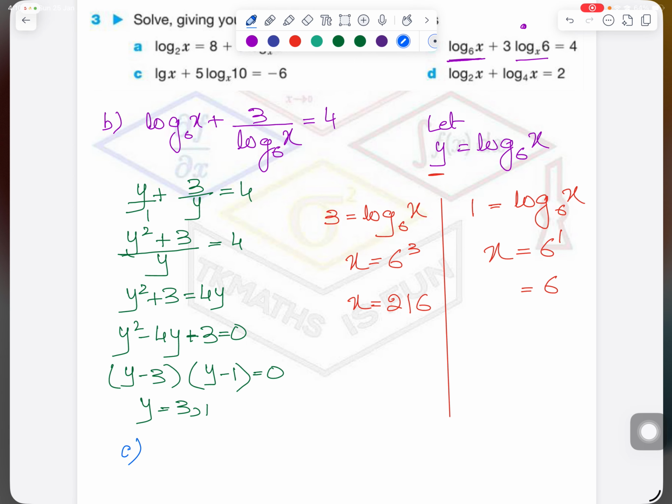So for part C, one answer will come 1 upon 10 and the other answer will come 1 divided by 100,000. And for part D, x equals 14 divided by 3. So you will check this, right?